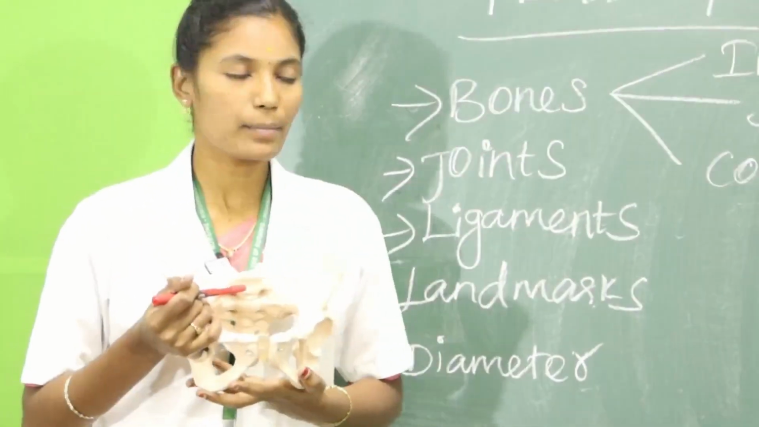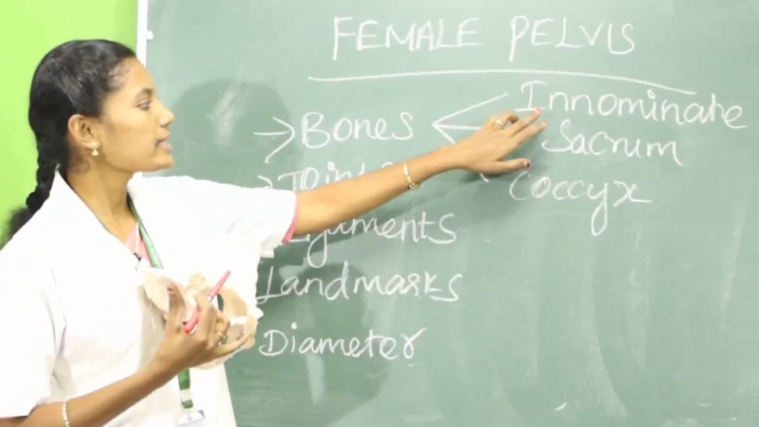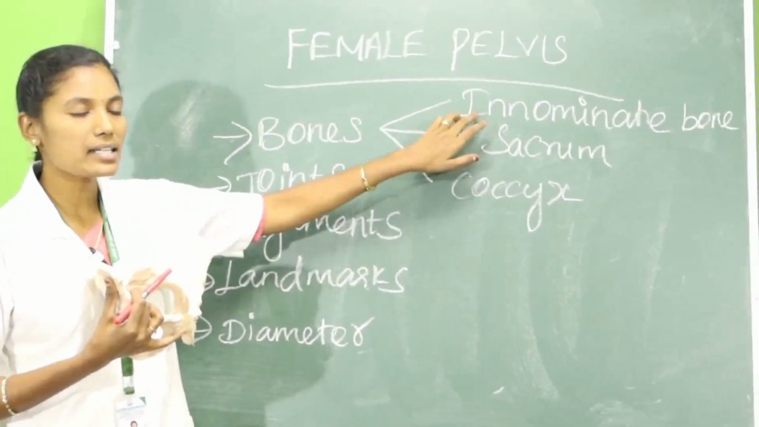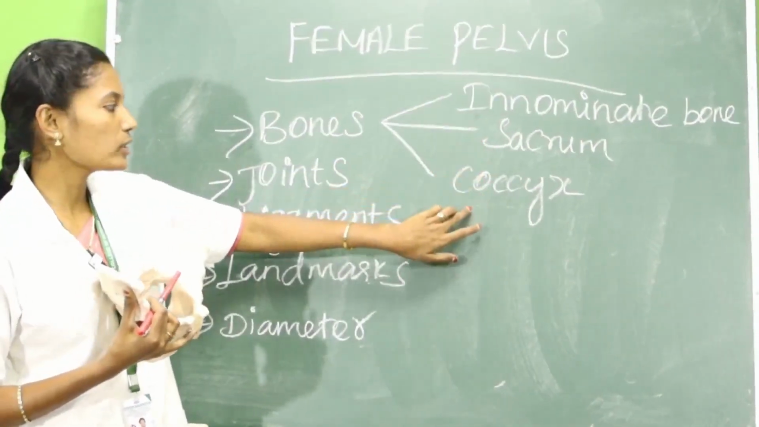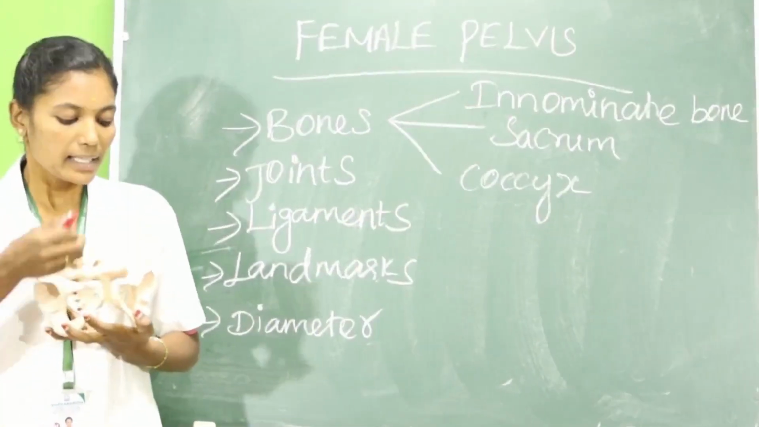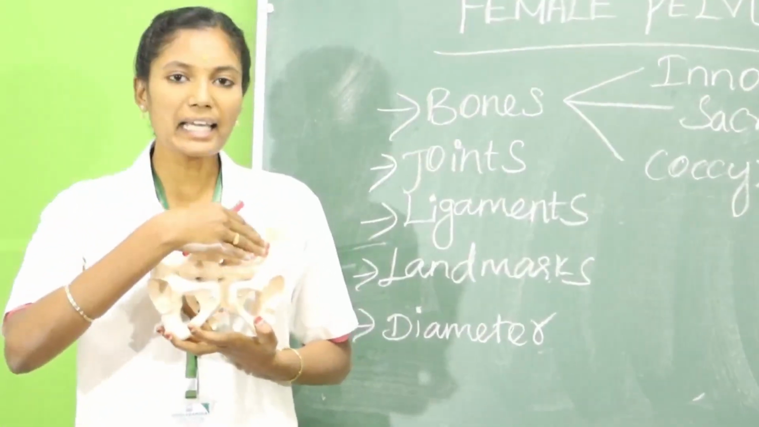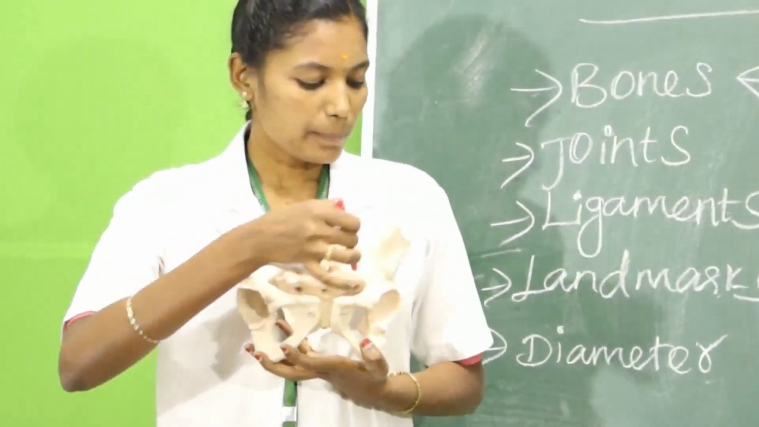First we will discuss the bones. The bones are divided into three parts: the innominate bones, which are present on the right and left side, so two innominate bones, one sacrum and one coccyx. The innominate bone has three divisions, that is ilium, ischium and pubis. The ilium is the upper part of the pelvis.